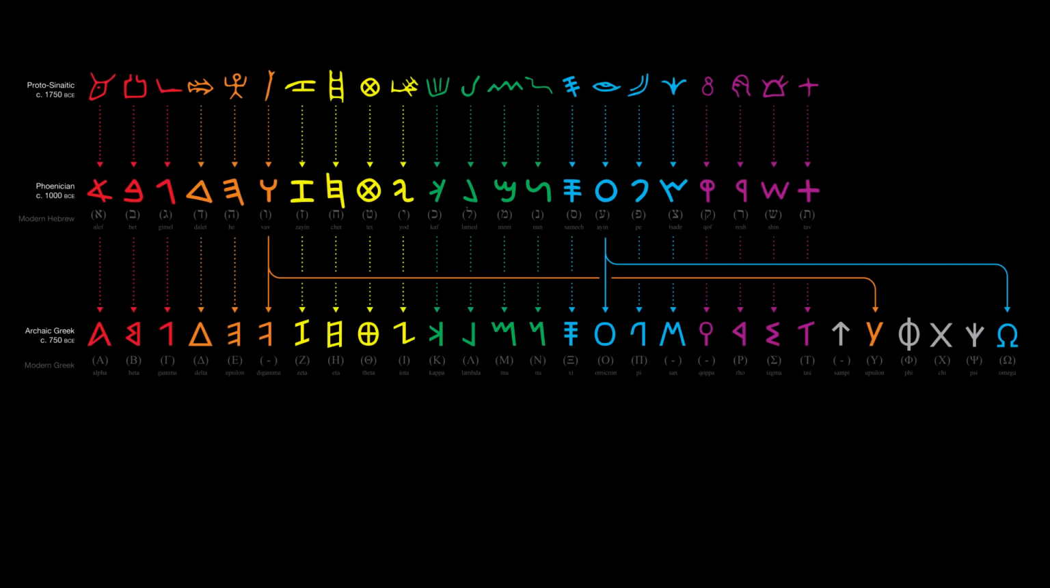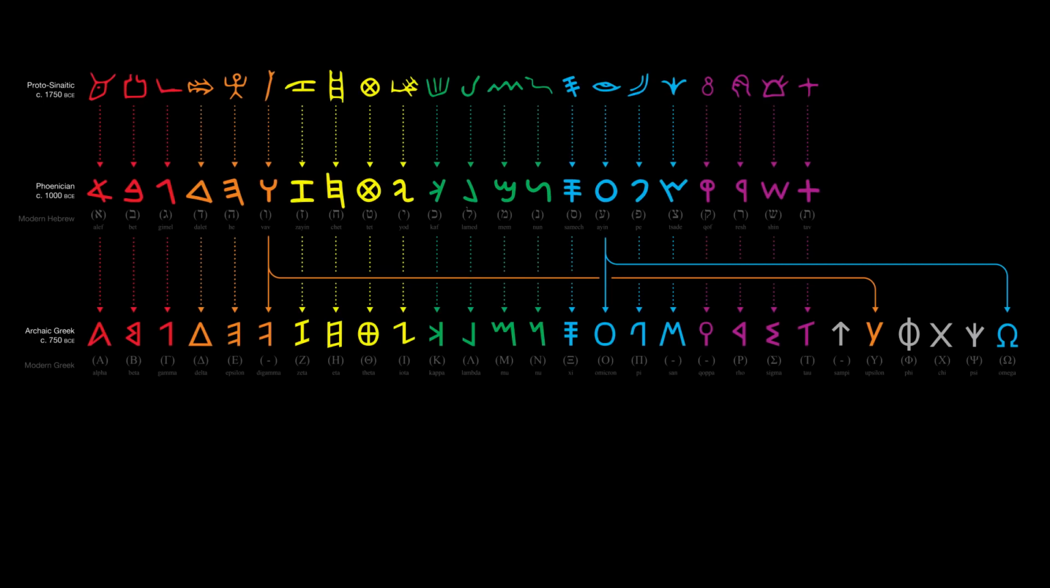I also want to point out that there was never a single archaic Greek alphabet. There were actually many different versions with slight variations that were used throughout the Greek-speaking world. So what you see here is a bit of a combined representation.